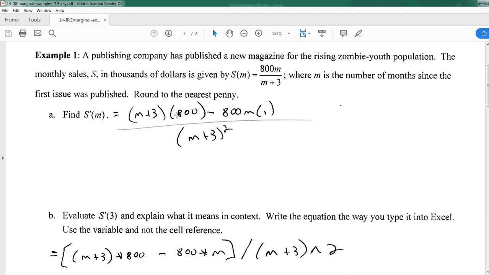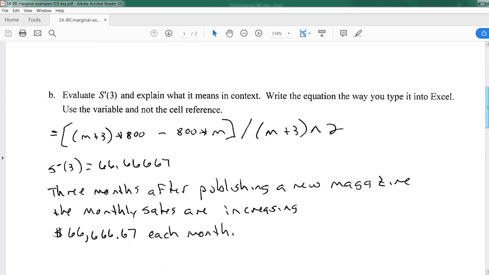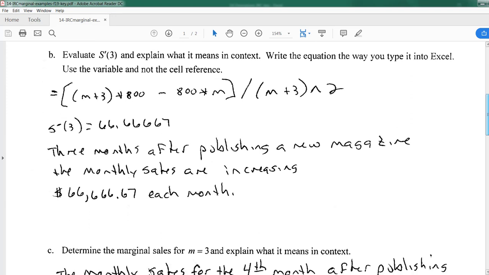The bottom function times the derivative of the top minus the top function times the derivative of the bottom, all over the bottom function squared. So that's the derivative. And we're going to evaluate it and explain what it means in two different ways. So when we are using that function to calculate a value, I would like for you to write the equation the way you type it into Excel and just use the variable instead of the cell reference. So this is how we would type it into Excel.